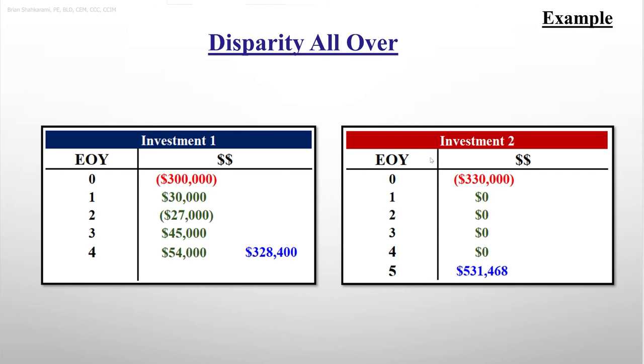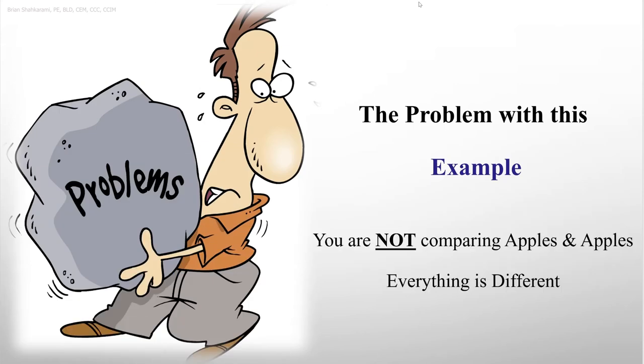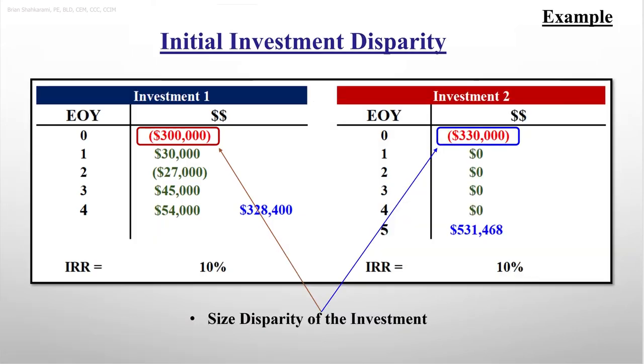Investment two is an investment of a different kind, initial capitalization of $330,000, and the proceeds at the end, $531,468. So what's the problem here? The problem is that we are not comparing apples and apples. We're comparing apples and oranges. Everything is different here. And when I say everything, this starts with the initial investment capital. Investment one has $300,000, investment two has $330,000. So investment two has $30,000 more in initial investment than investment one.